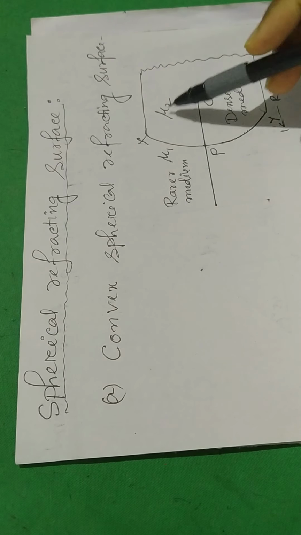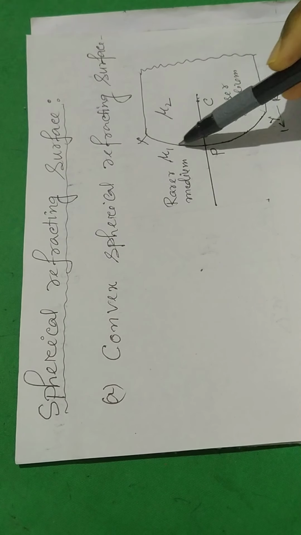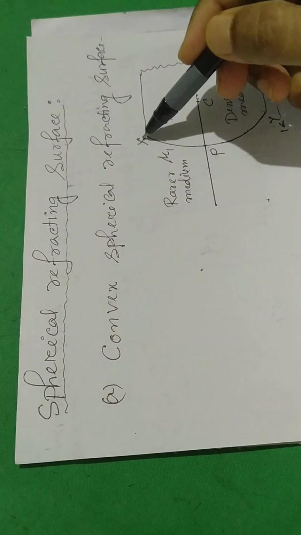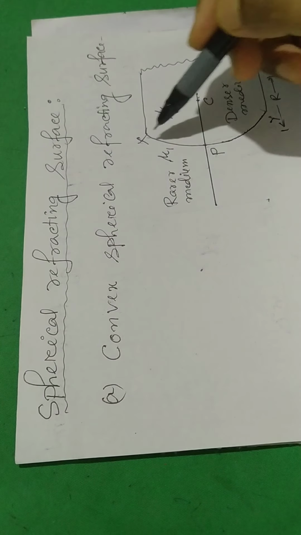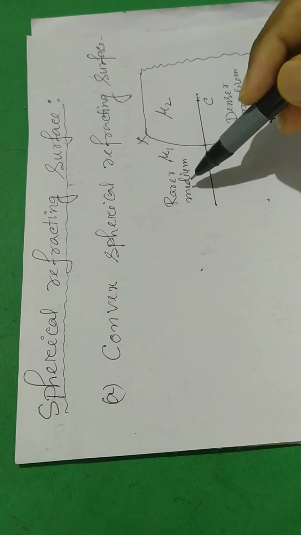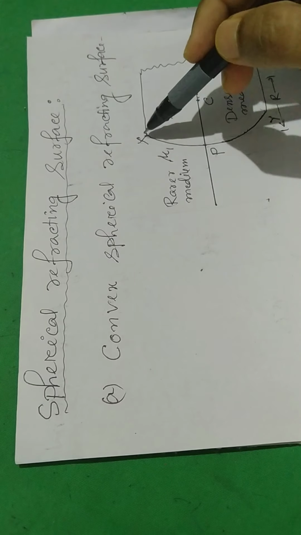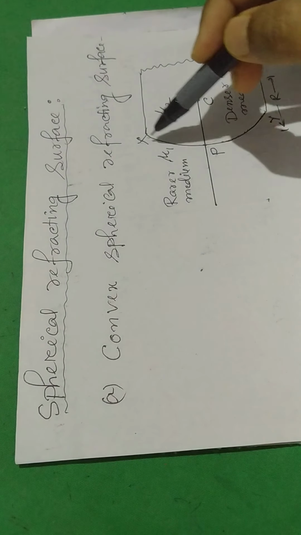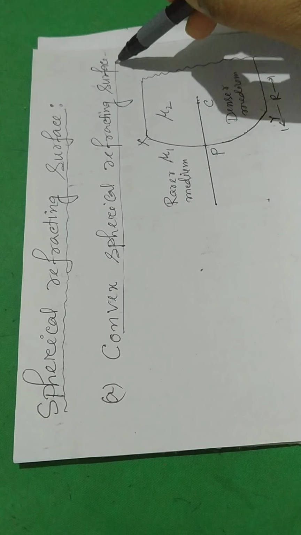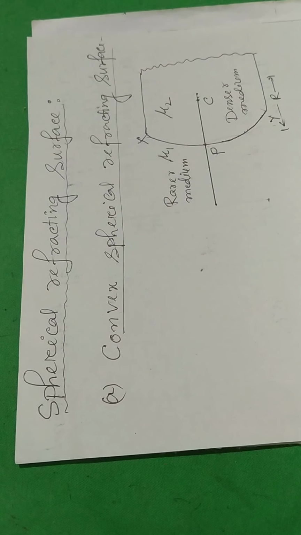Now you see the diagram. This is convex spherical refracting surface. This is the curved surface. This curved surface is towards the rarer medium. Okay. Then this surface is called convex spherical refracting surface.